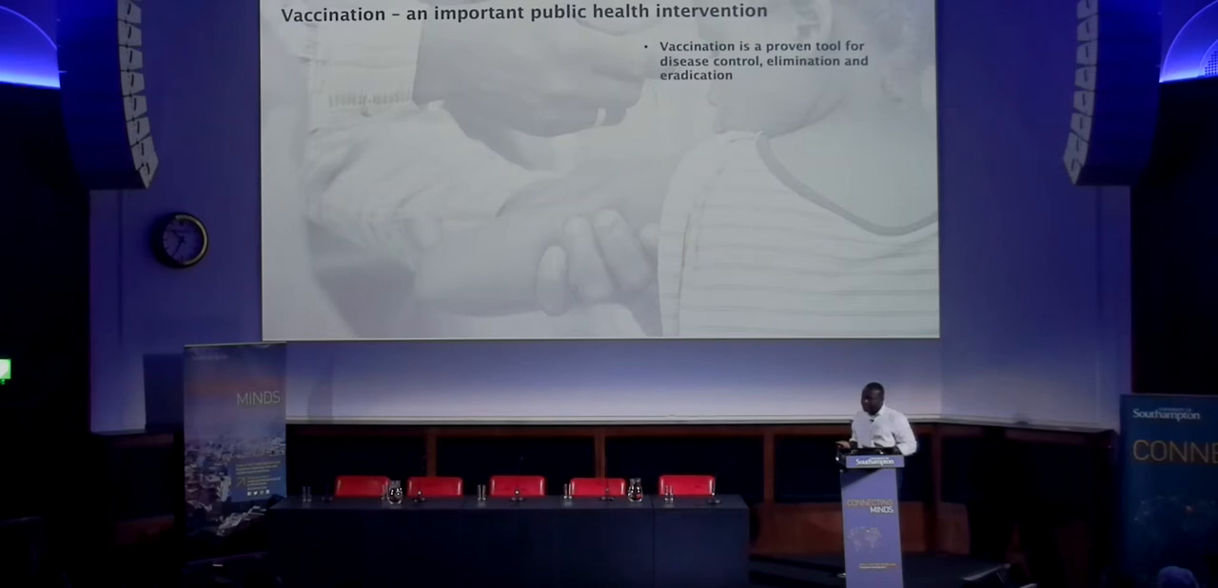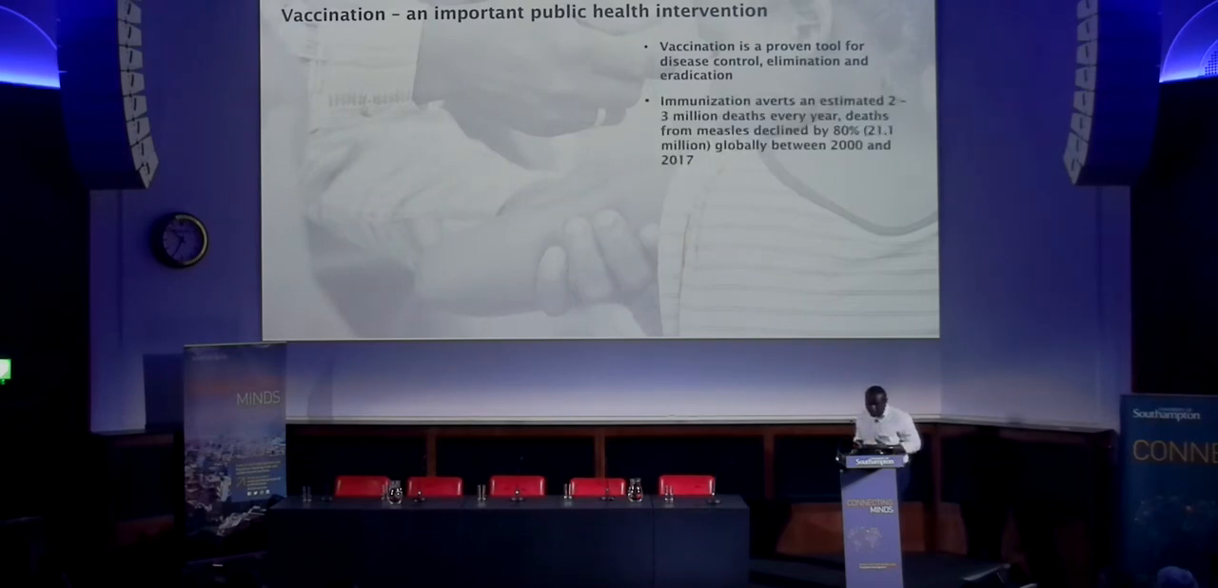And to further put things into context, it's on record that every year immunization averts an estimated 2 to 3 million deaths. And in the case of measles, vaccination averted 21.1 million deaths from measles between 2000 and 2017, and that's a decline of about 80% within this period.